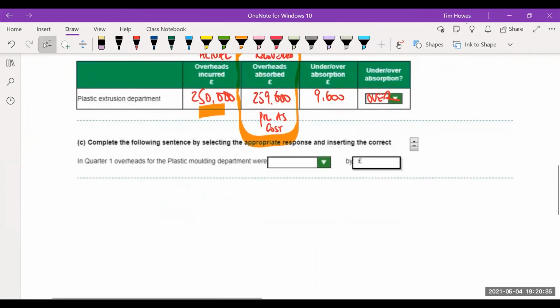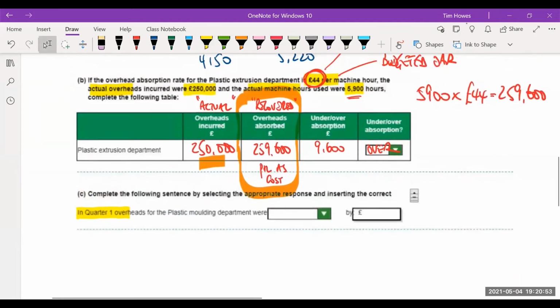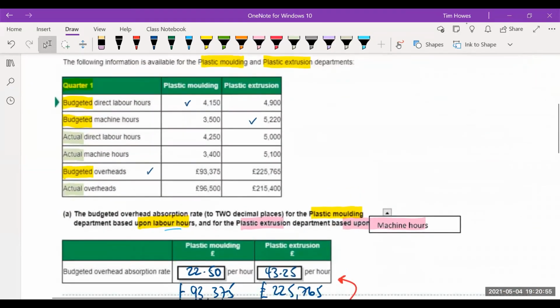Then, again, you'll see the irritation. Complete the following sentence by selecting the appropriate response. So again, it's under, over, and the amount that goes in. Now they're talking about Q1, and they're not going to give you any further detail. So what they're saying here is you've got to go back to the table where we did in fact give you actual figures and budgeted figures.